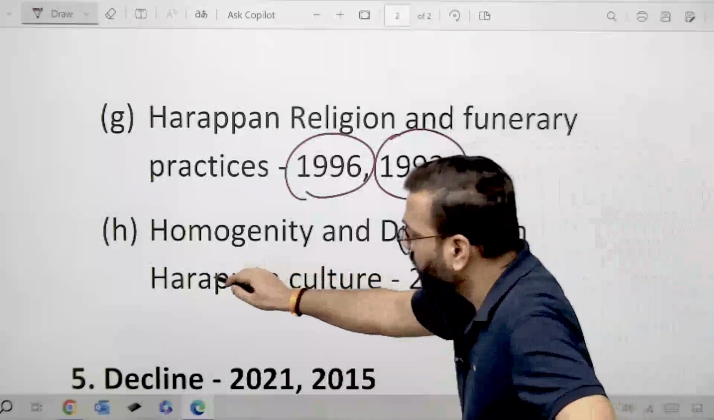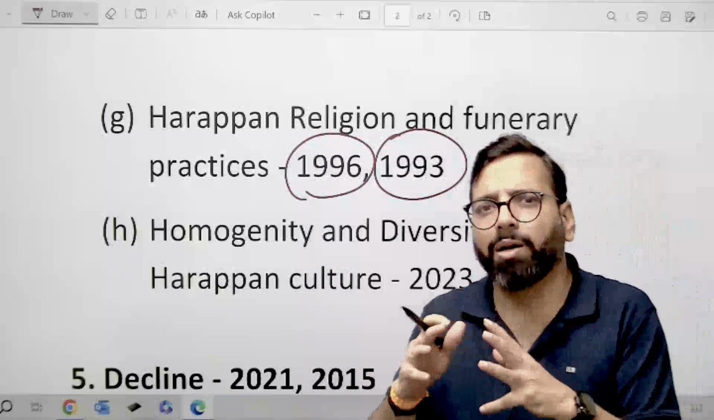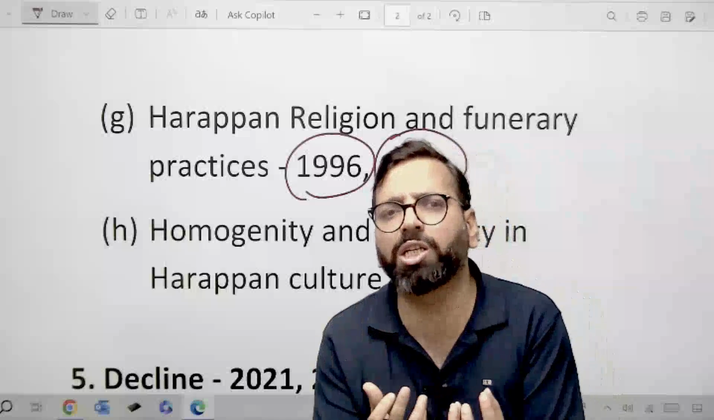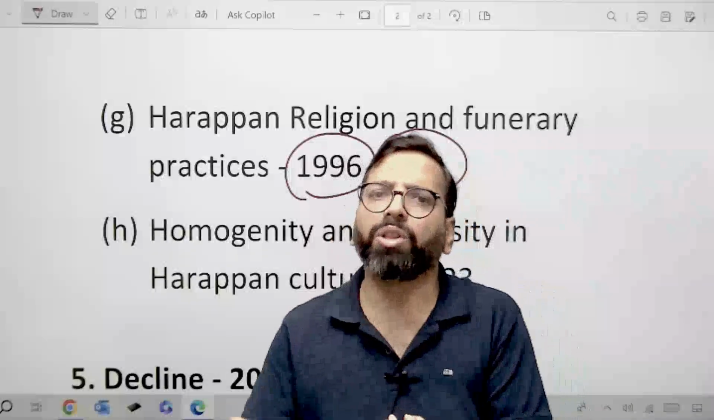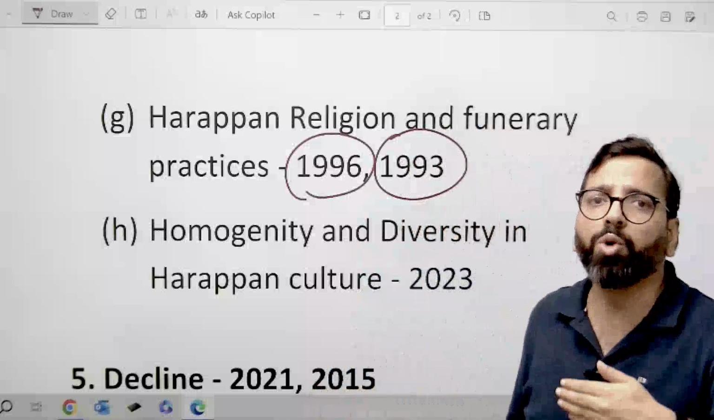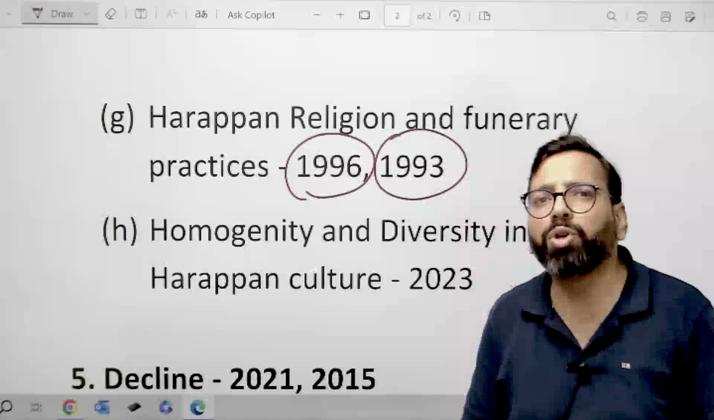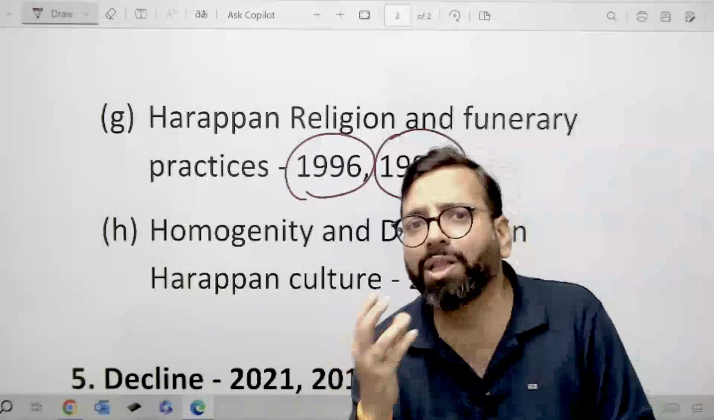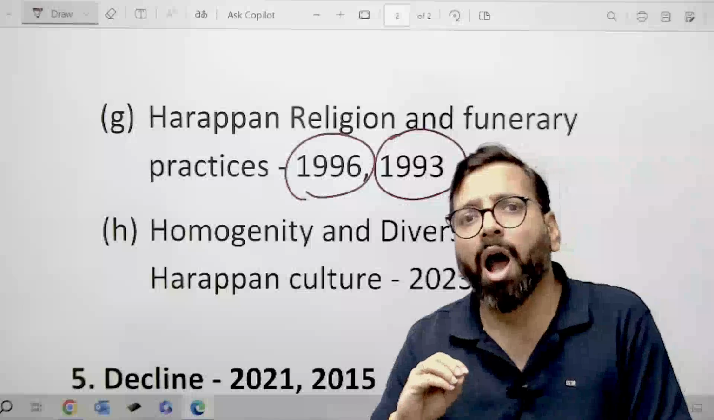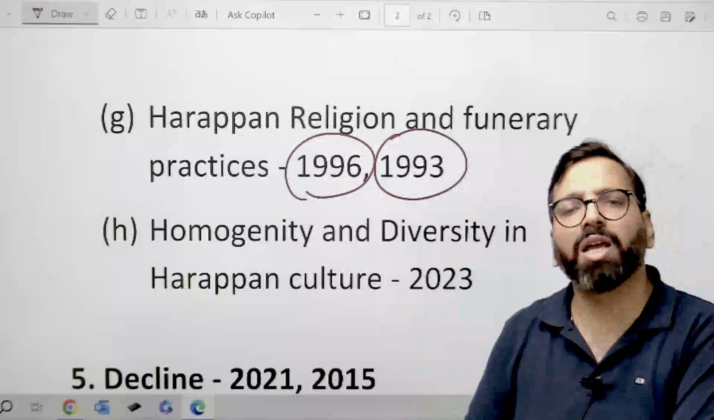Then this year, 2023 May, we have a question where we tried to find the homogeneity and heterogeneity within this Harappan civilization. That adds one new dimension to it. Yes, all the features you have done, but at the same time you need to see what is the common thing, or what is the homogeneous character, and how far things differed within this Harappan culture, Harappan civilization.